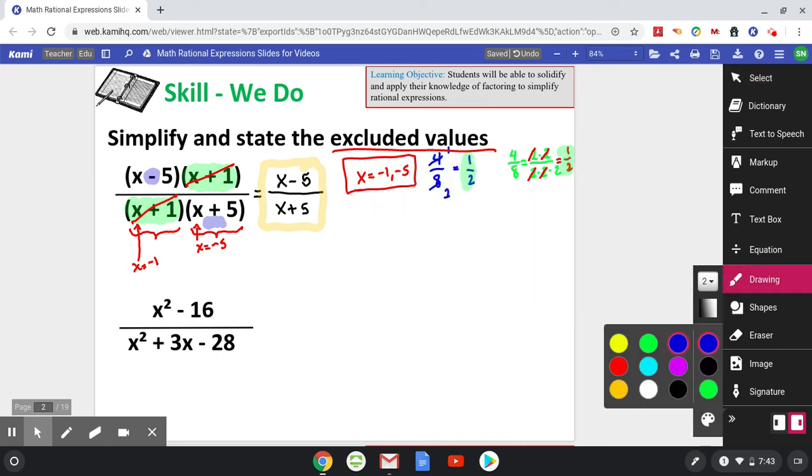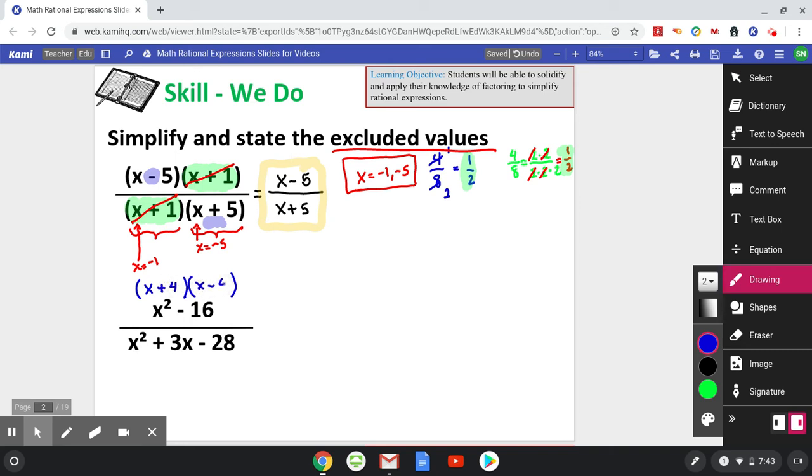We will start with the numerator. That's the number at the top. I will be using the difference of squares. To save time, I will be giving you the answer. Again, if you need help factoring using the difference of squares, please refer to that video. Factoring using the difference of squares would give us x plus 4 and x minus 4.